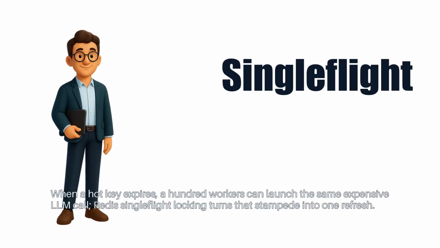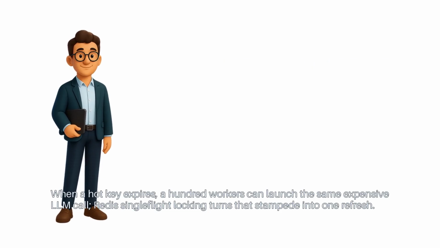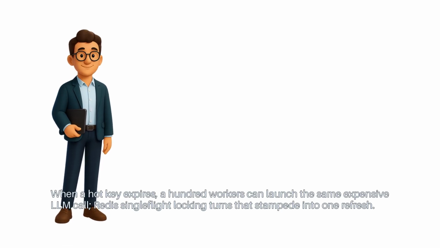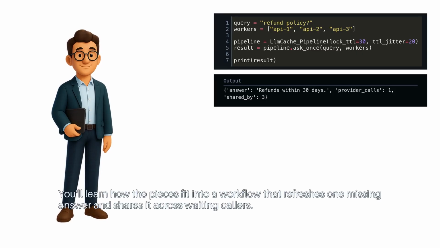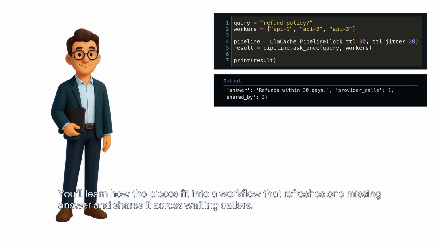When a hot key expires, 100 workers can launch the same expensive LLM call. Redis single-flight locking turns that stampede into one refresh. You'll learn how the pieces fit into a workflow that refreshes one missing answer and shares it across waiting callers.